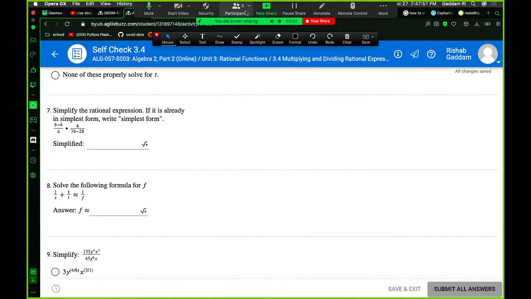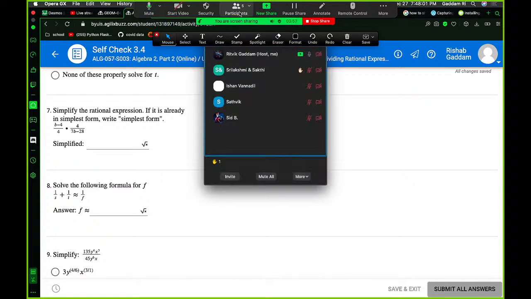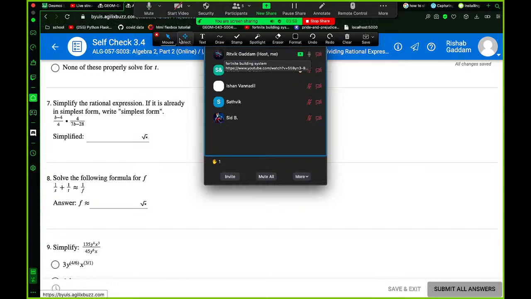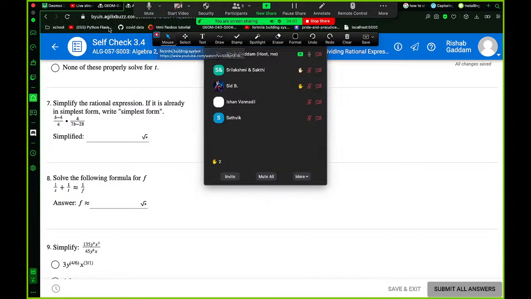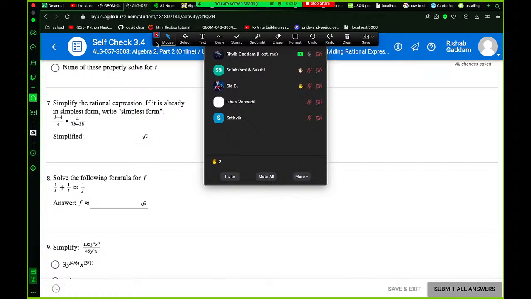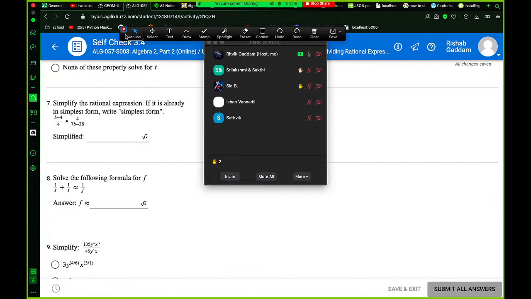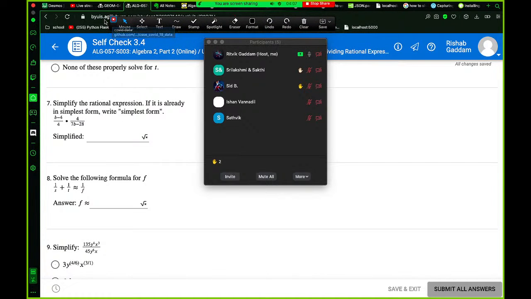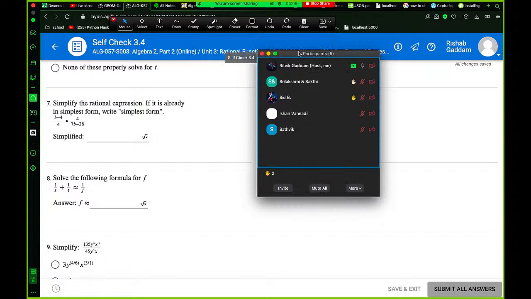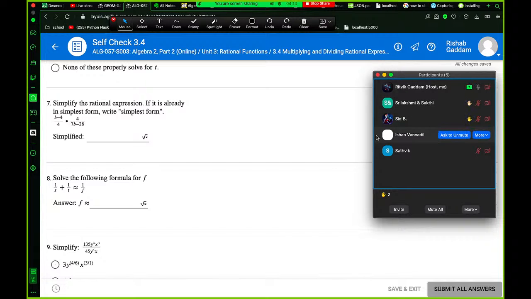So who wants to do rational multiplication? If you want to do this one, then raise your hand in the participants list. Ishan, do you want to do this one? Ishan, are you here? Oh, Rohan, okay.